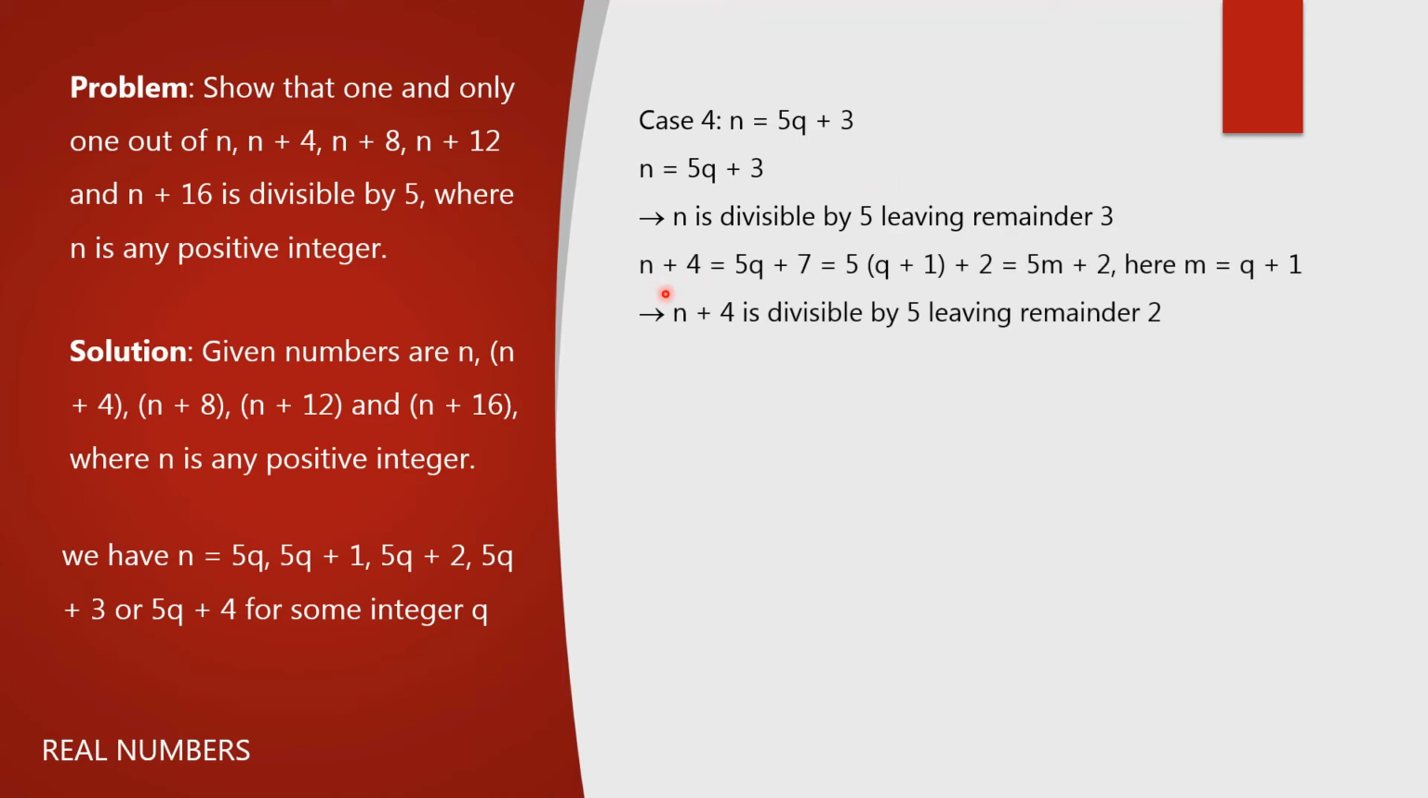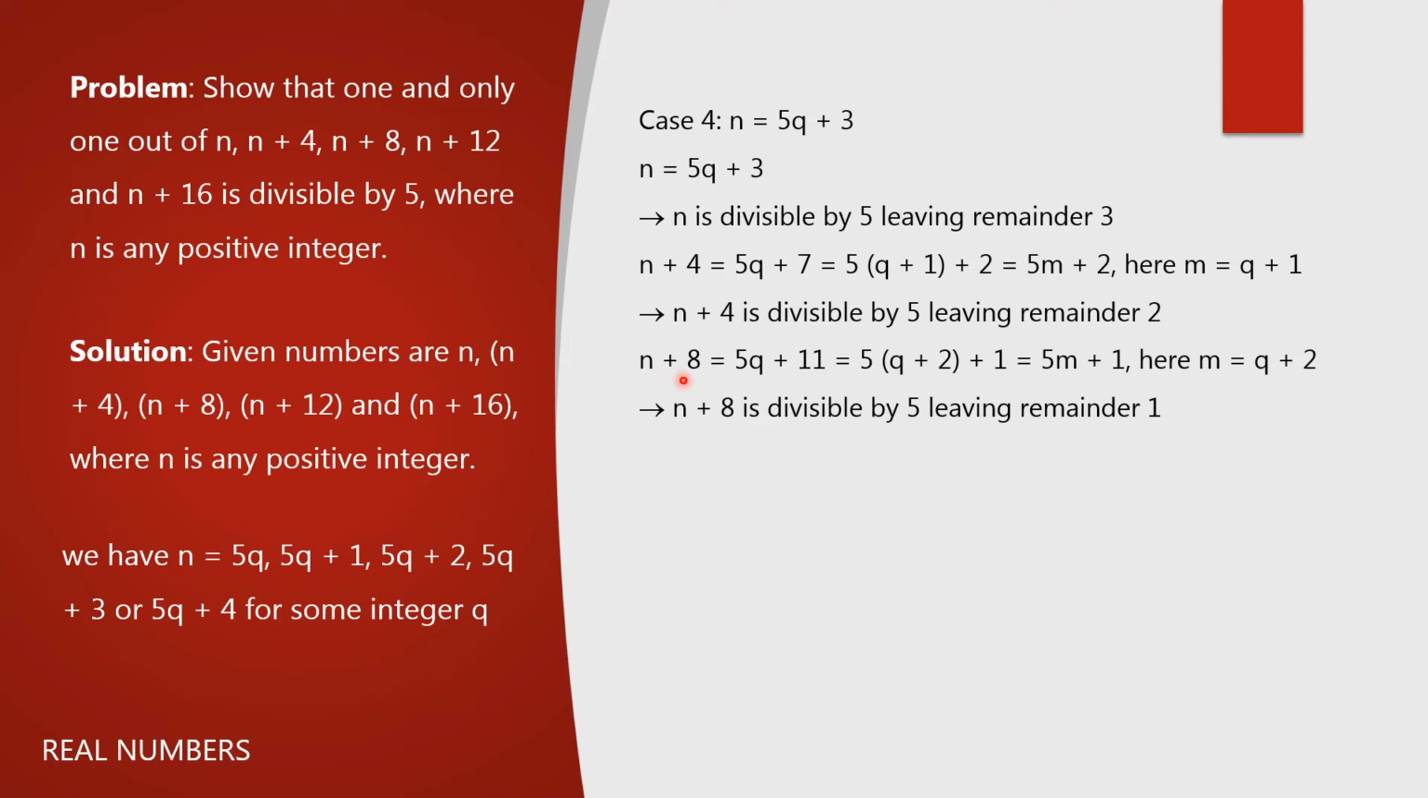Now coming to n plus 4, as n is 5q plus 3 plus 4, that is 5q plus 7. Now 7 is more than 5. I can write this as 5 plus 2, 5q plus 5 plus 2. I can take 5 common from the first two terms, 5 into q plus 1 plus 2. That is 5m plus 2, where m is q plus 1. Now finally I got n plus 4 is equal to 5m plus 2. This can be written as n plus 4 is divisible by 5, leaving remainder 2. Here remainder is there, and that means n plus 4 is not divisible by 5.